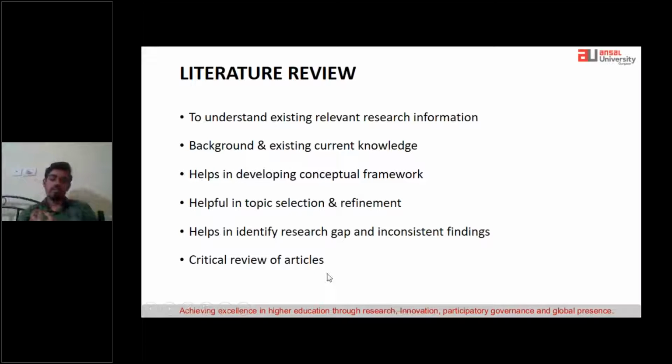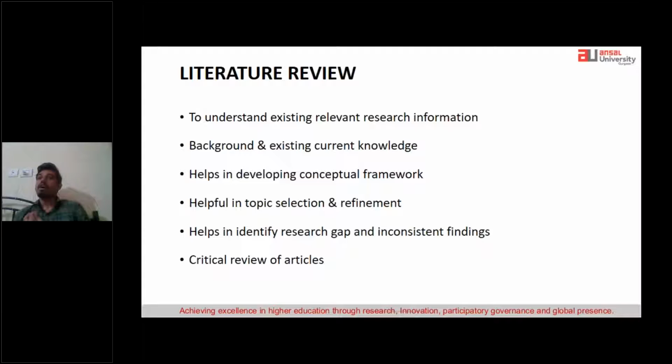Yes, there is something I have written about the critical review of the article. Critical review of the article is one of the key aspects. Critical review of an article is itself a topic to discuss, basically. It is basically how you read those research papers, and the information given in those research papers, how authentic that is.